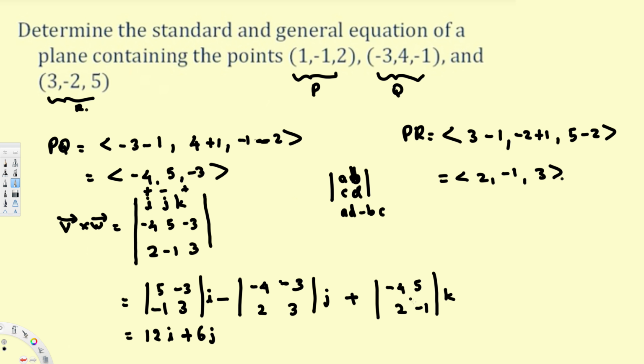And then negative 4 times negative 1, that's going to give us 4. 2 times 5, 10. So 4 minus 10, that's going to give us negative 6 in the k direction. Now we have found our normal vector. Now we can go ahead and write the general equation, but first we have to write the standard equation. After we found this, we can get rid of some of the parts because we need some space. Let's get rid of these things.